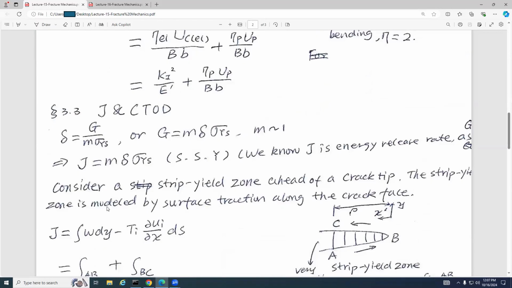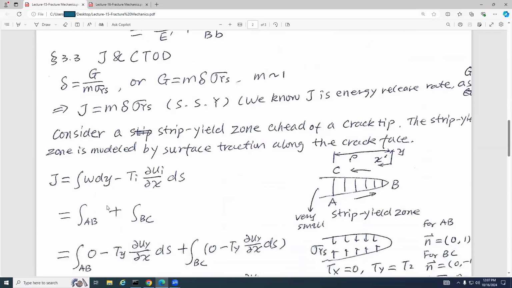And then we talk about J and CTOD. What is the relationship of J and CTOD? We have learned this equation. And the delta, okay, what's the delta, guys? Delta means the CTOD here. Okay, Sharon, yeah. The delta is the CTOD, and G is the energy release rate, and sigma ys is the yield strength. M is a value that is around 1.